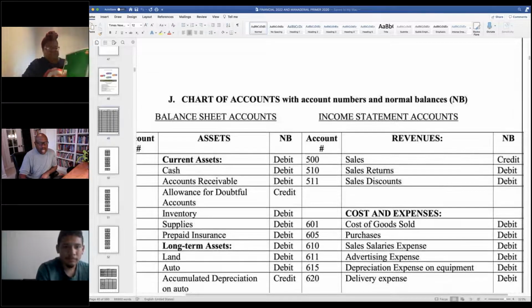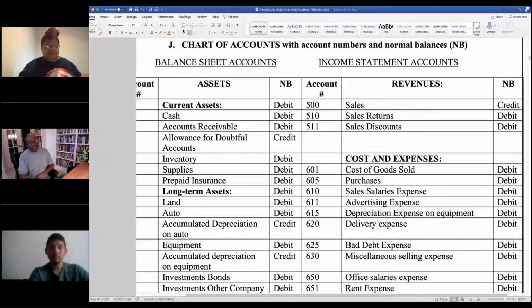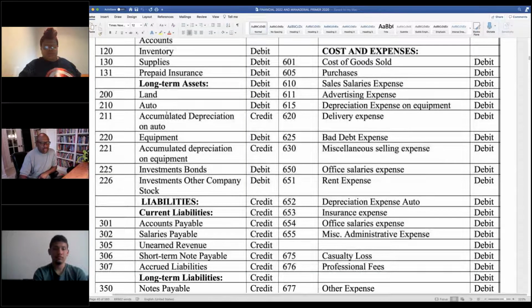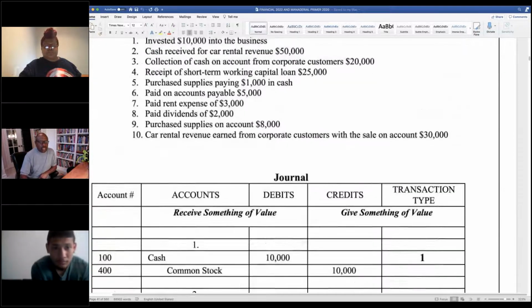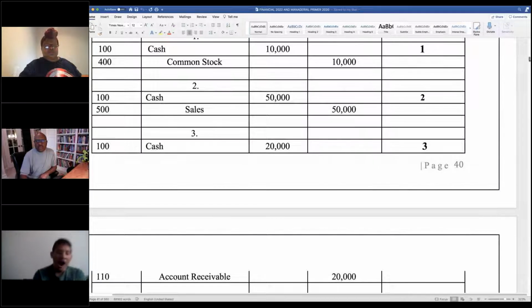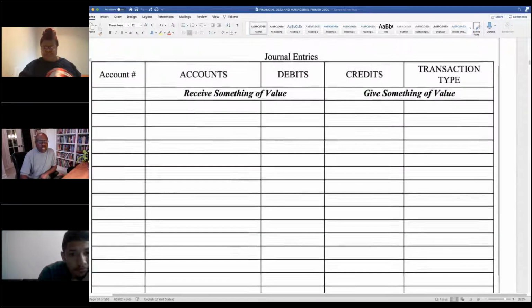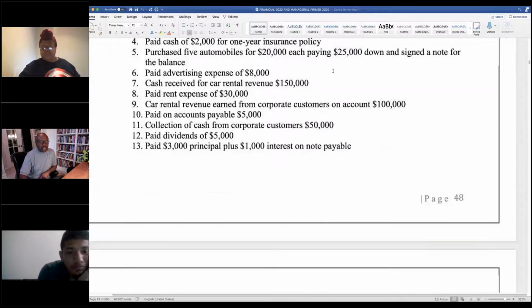Then all we have to do is pick up our account numbers. We know we're going to debit cash 100 and credit common stock 400. So our second step is to get these account numbers from the chart of accounts. Then we're ready to go to the journal entry and make the journal entry where we invested $10,000 into the business.